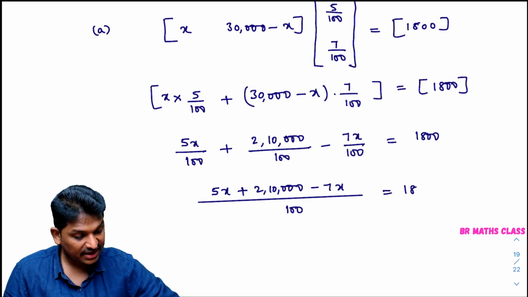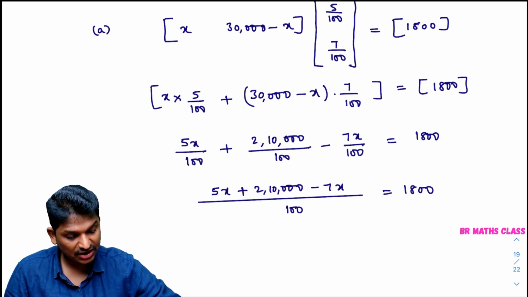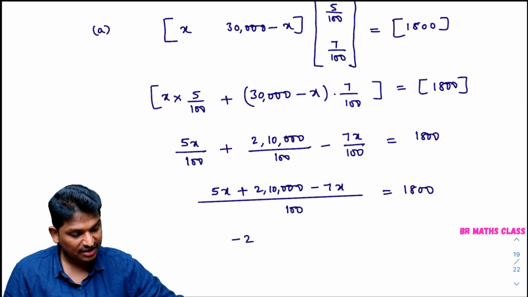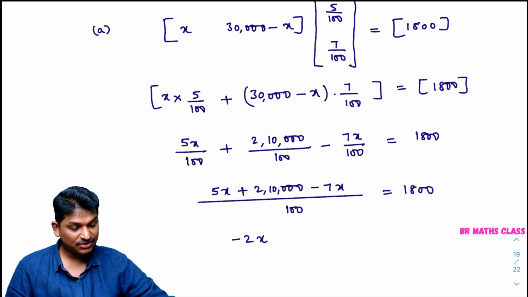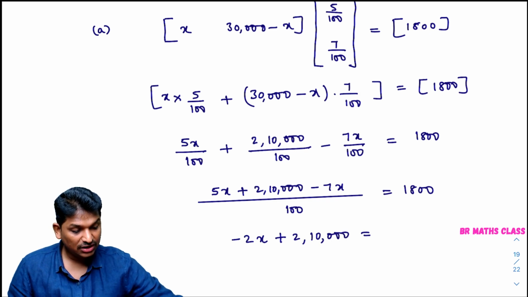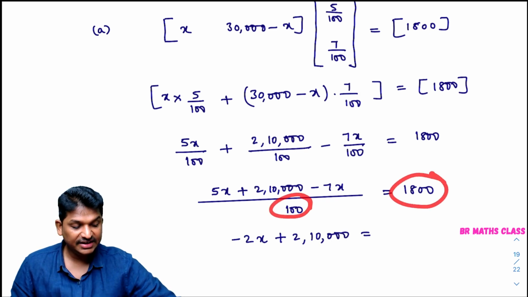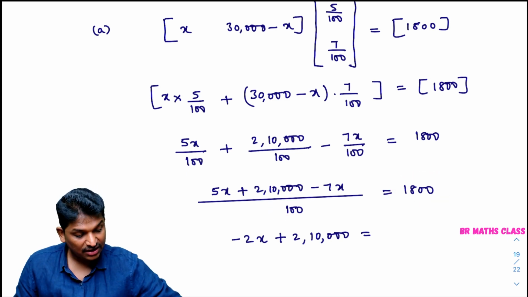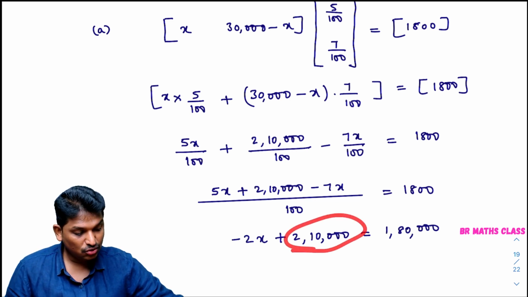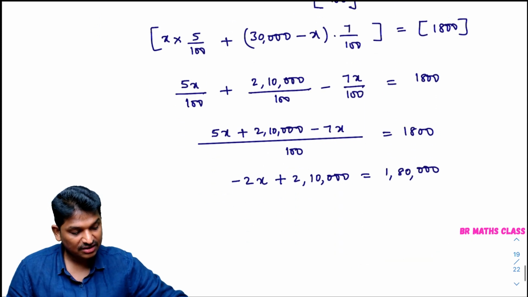Okay, you keep 100 here, then what you will get in the numerator, 5x plus 2 lakh 10,000 minus 7x equal to 1800. Okay, now you take this 100 to this side, then what you will get, and you observe here 5x minus 7x is what, 5x minus 7x is minus 2x plus 2 lakh 10,000 equal to, you take 100 to this side, 1800 into 100, what you will get, you will get 1,80,000, correct? Yes, 1,80,000.